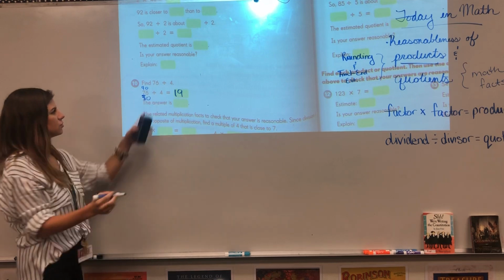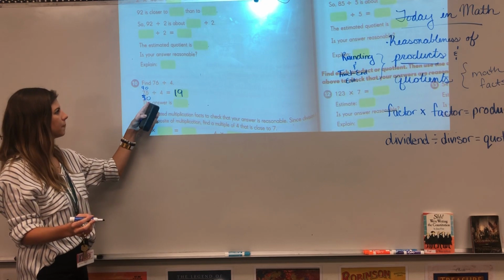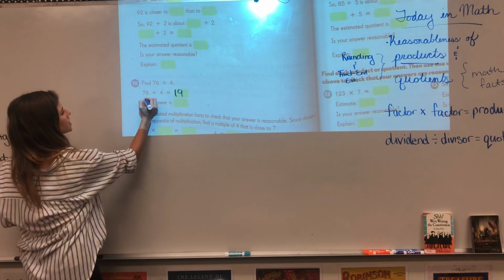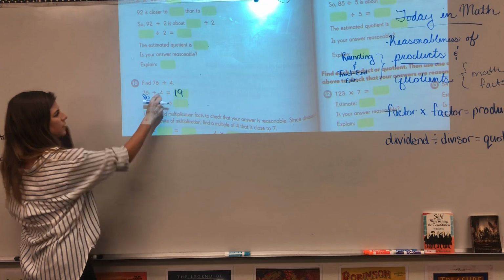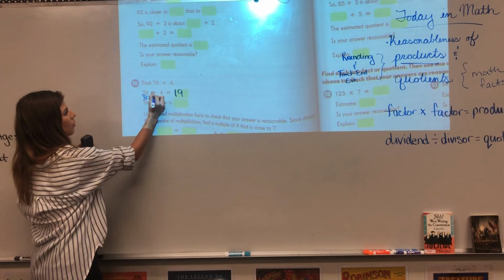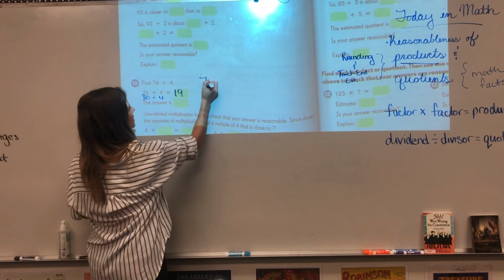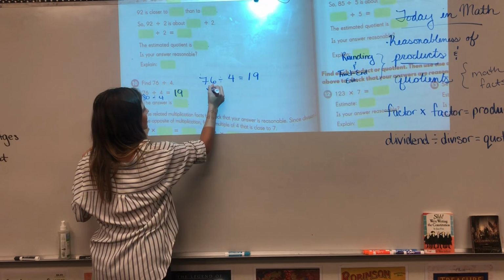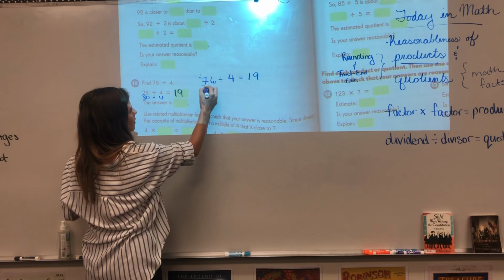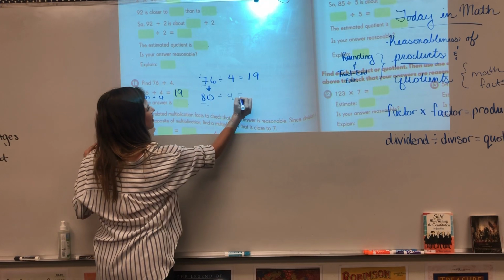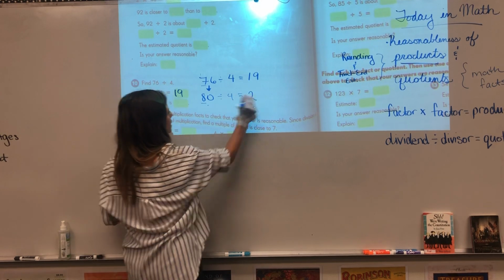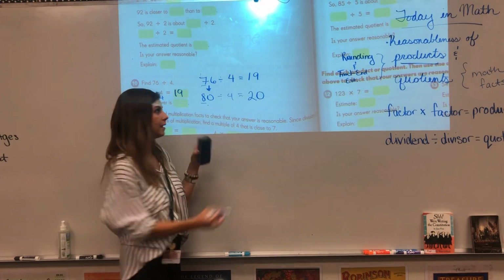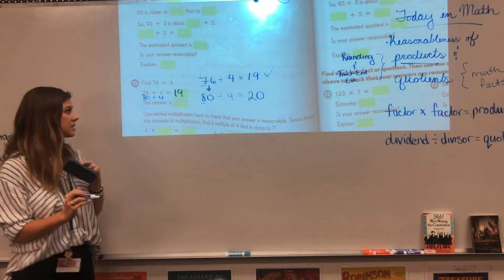So which one is it closer to? Is it closer to 40 or 80? 76 is closer to 80. So let's go with 80. Let's change 76 to 80, because 4 can't go into 7, but 4 can go into 8. So instead of 76 divided by 4, which is 19, we're going to change the 76 to an 80, so that 4 can go into that 8. 8 divided by 4 is 2. 0 divided by 4 is 0. Is 19 close to 20? Yes. So our answer is reasonable.